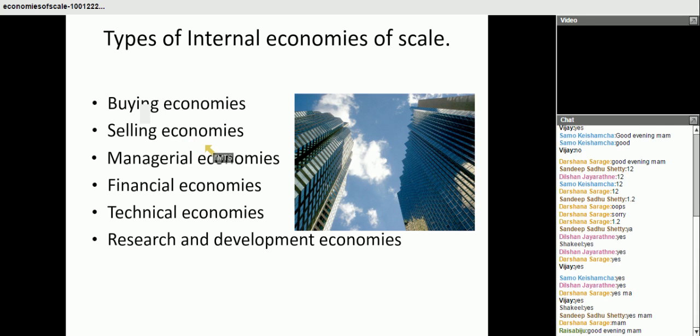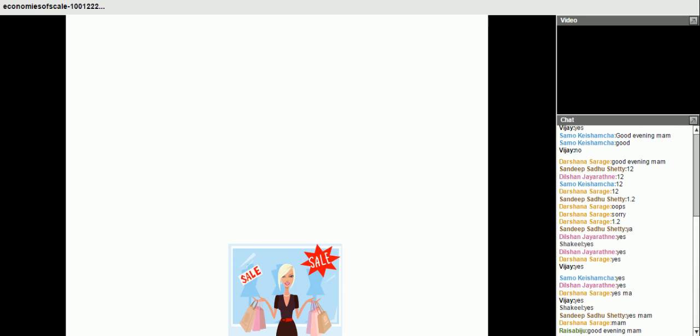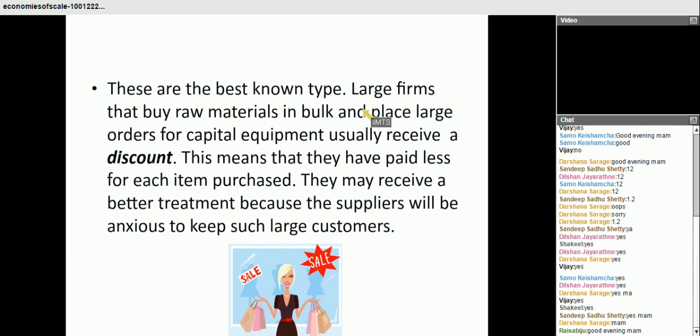Now what are these selling economies? Selling economies is the same. It's like the advantages which we get in the case of selling the goods. Now let us do each of them in detail. So the first one is the buying economies. Now what are these? They are the best known type.